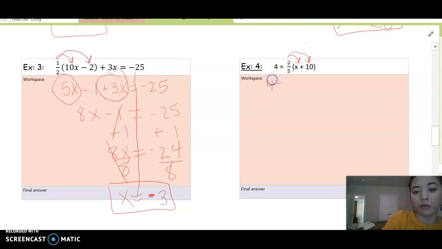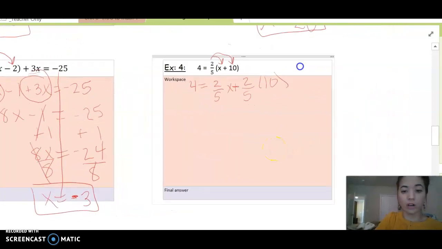I'm going to rewrite 4 equals 2/5 times x is going to give me 2/5 x. Just like when we multiply a whole number times a whole number and they stick together, like 2 times 2x was 4x, it does the same thing with the fraction. You just stick the 2 together, and then 2/5, there's a plus sign there, times 10.